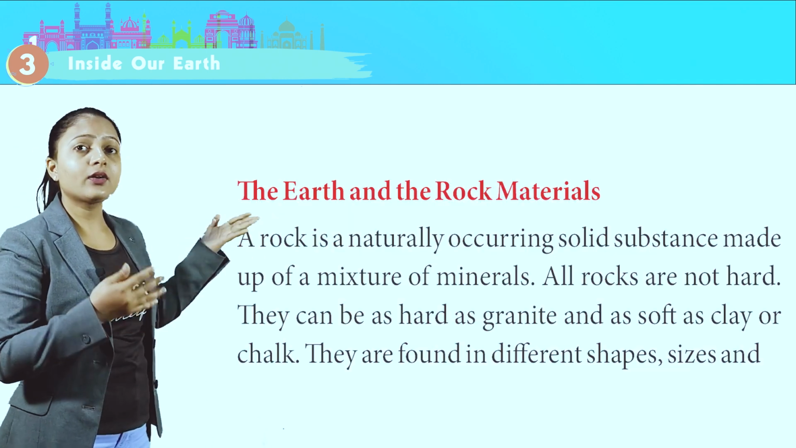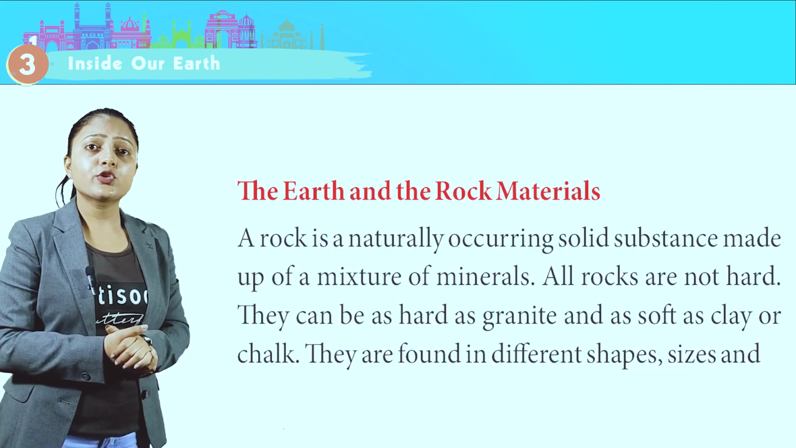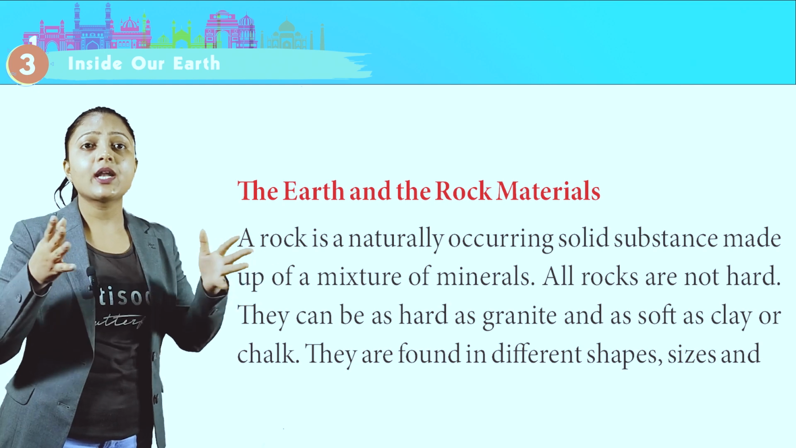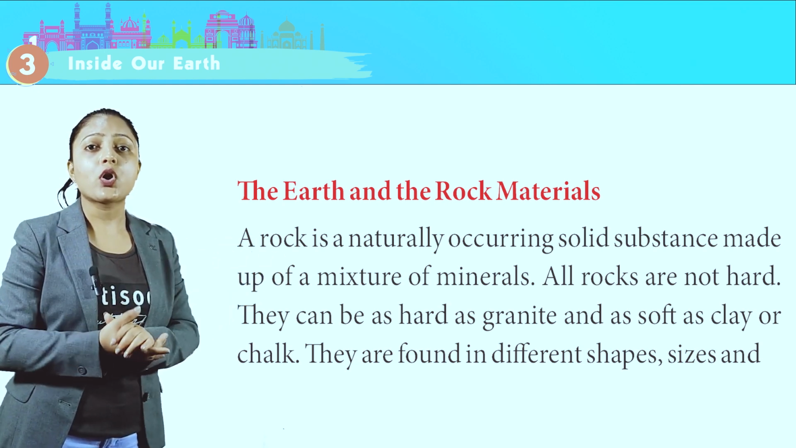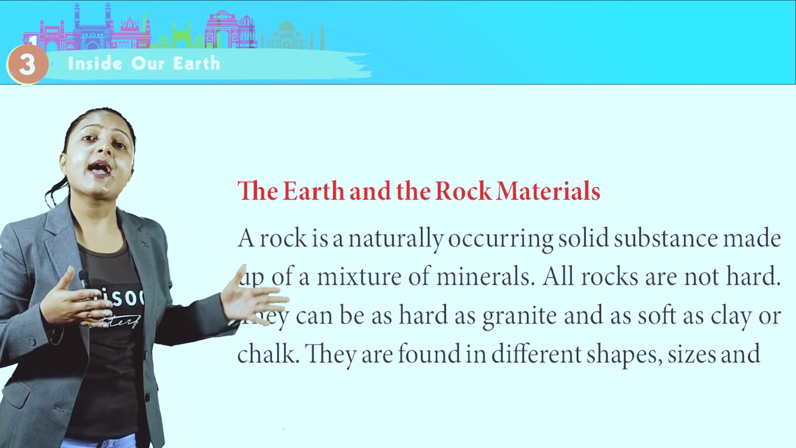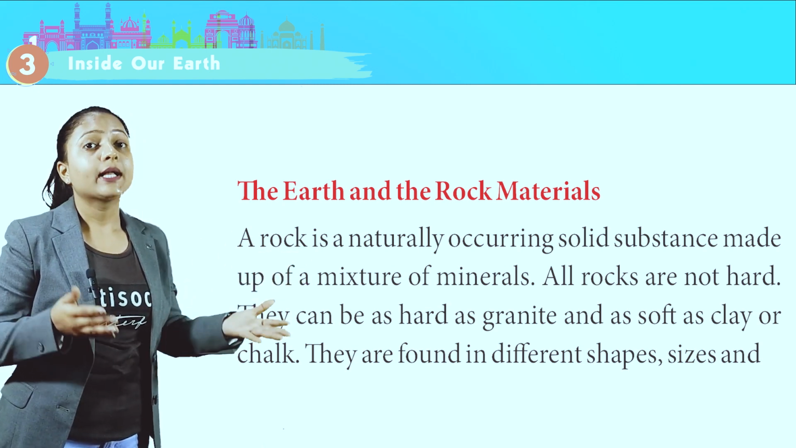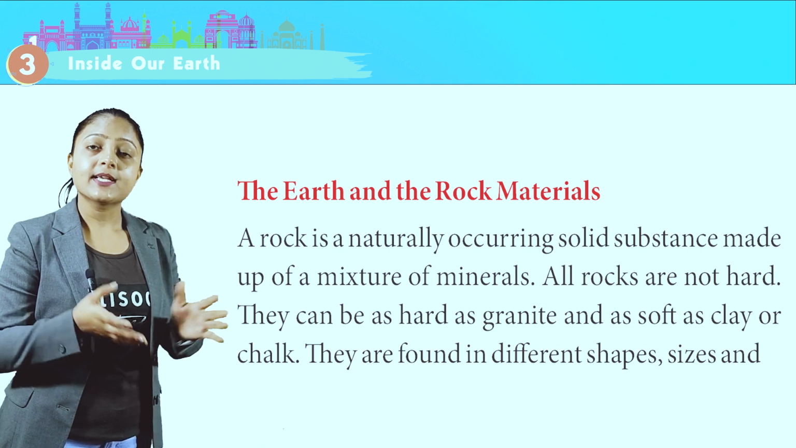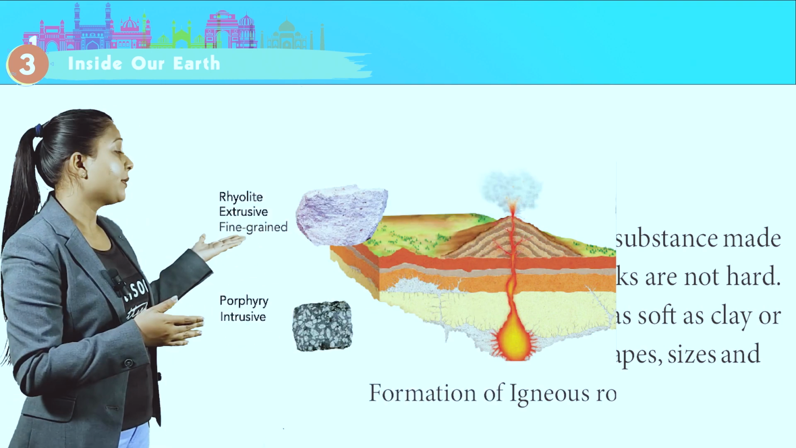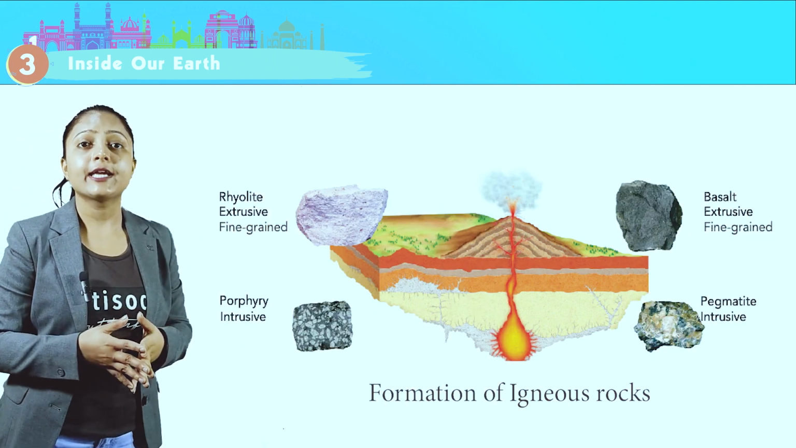The earth and the rock materials. A rock is a naturally occurring solid substance made up of a mixture of minerals. All rocks are not hard. They can be as hard as granite and as soft as clay or chalk. They are found in different shapes and sizes, and this image is showing the formation of igneous rocks.